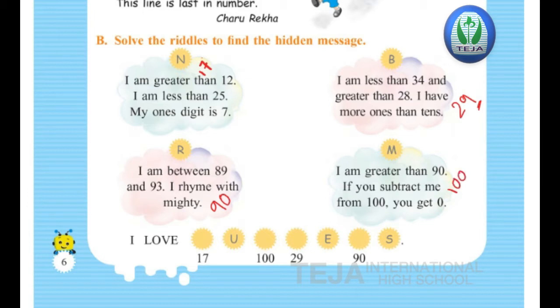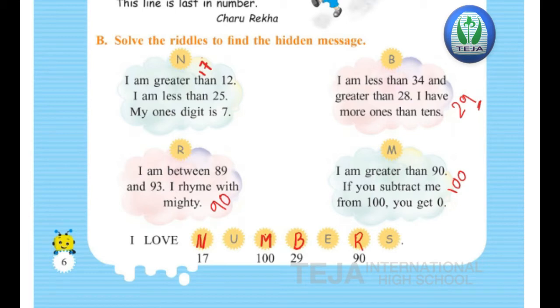Now we will fill these here in the circle. See the first one, where is 17? N is 17. So write N here. Next 100 is what? M. M answer is 100. Write M here above 100. Next 29 is B. So write B above the 29. Next E, and above 90 what you have to write, children? It's R. So write R above 90.